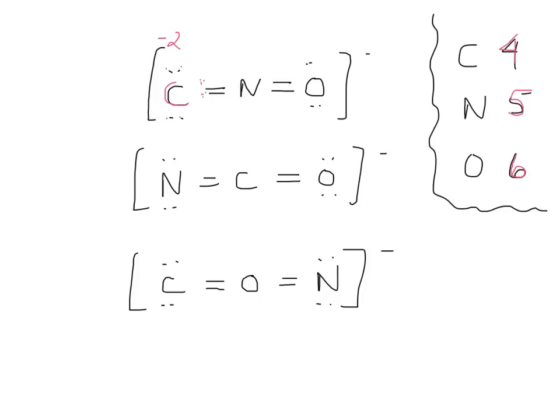Nitrogen has 1, 2, 3, 4. Its valence electrons are 5. That's 1 less than it should have, so we say its formal charge is +1. Oxygen has 1, 2, 3, 4, 5, 6. It should have 6. We say its formal charge is 0. So hopefully this is making sense.